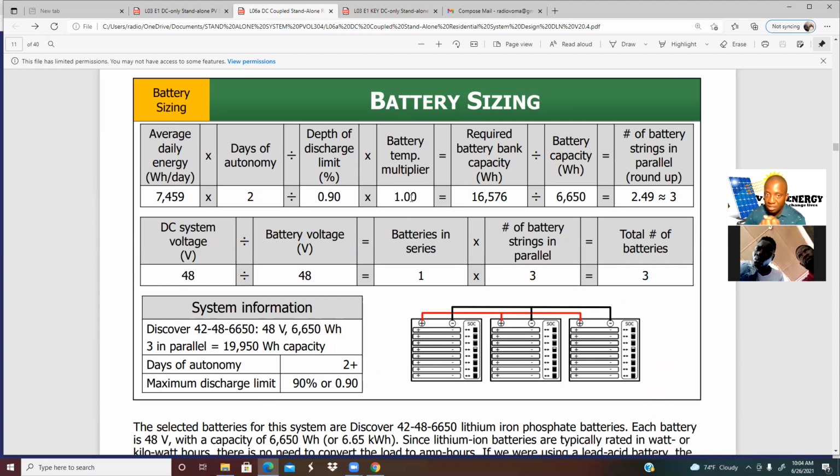Most batteries are lead acid batteries. Some of them are 1.11. But you need to know the temperature multiplier of the battery when sizing the battery because that is included. So we have average daily energy watts times the days of autonomy divided by depth of discharge times temperature multiplier. The required battery bank capacity would be 16,576.